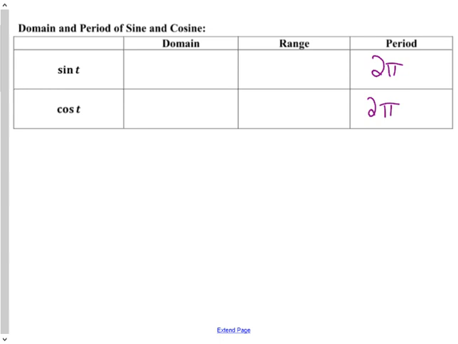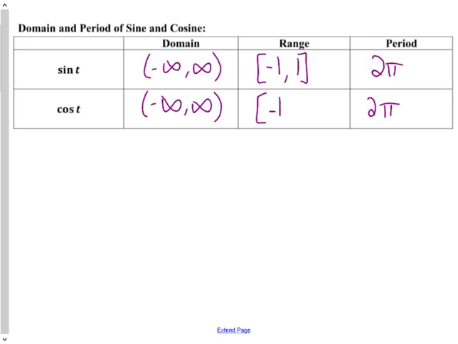Well, domain, what values can we plug in? Any, right? Negative infinity to positive infinity. Same with cosine. Any numbers work, no issues. What's the lowest value we'll get out? Negative 1. What's the highest value? 1. Same thing with cosine. And there's that chart, right?